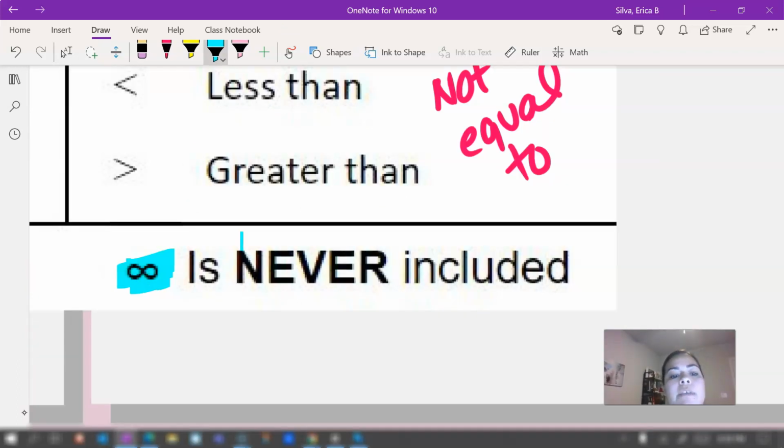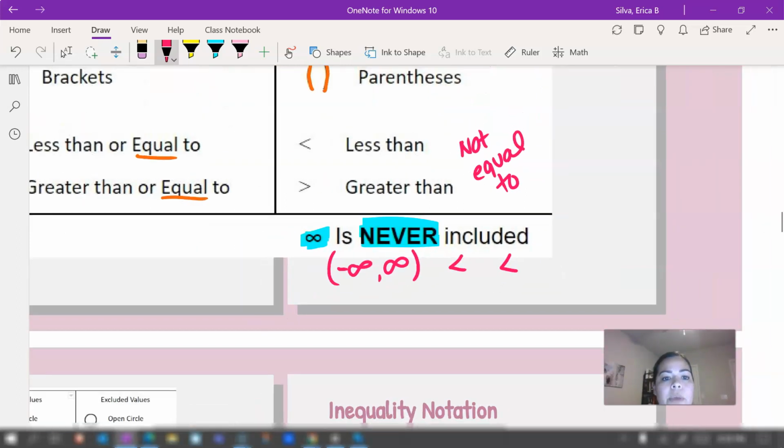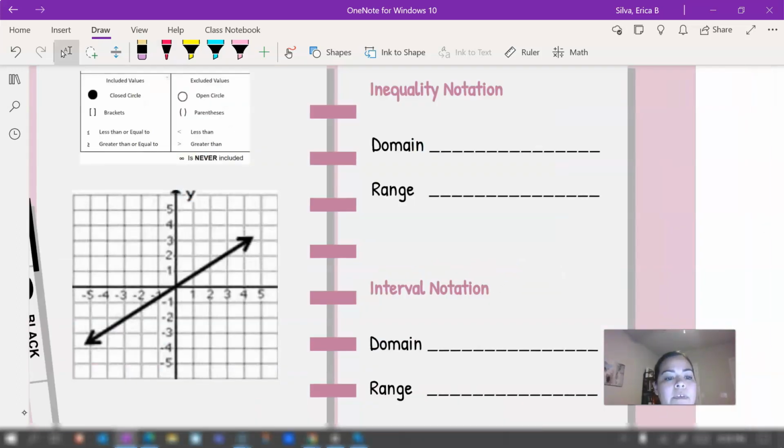Infinity is never included. So whenever you have the negative infinity or infinity symbol, you will always either use parentheses or the inequalities without that equal sign below them. We have a linear function and it has arrows at both ends. When we have arrows, that means we're going to infinity.